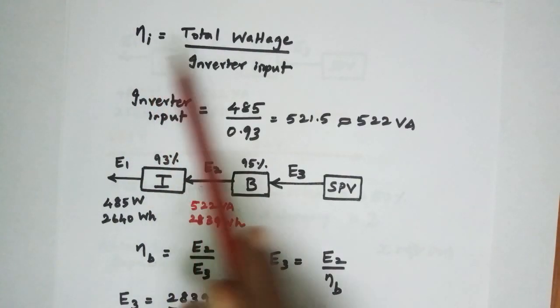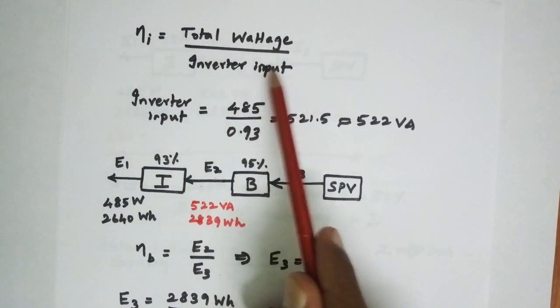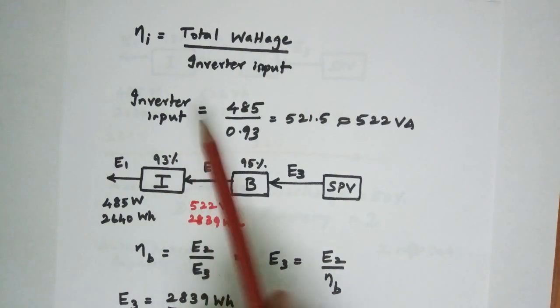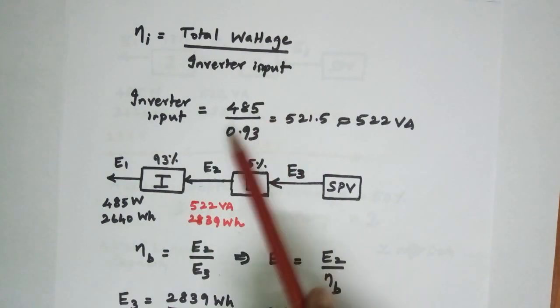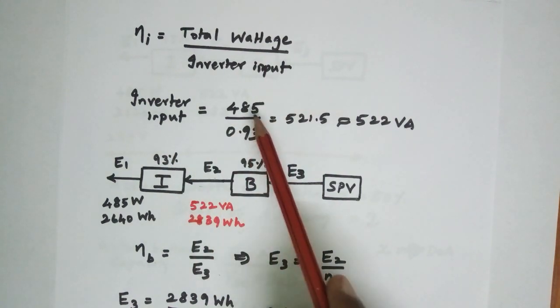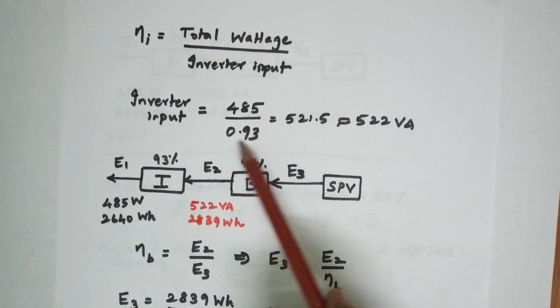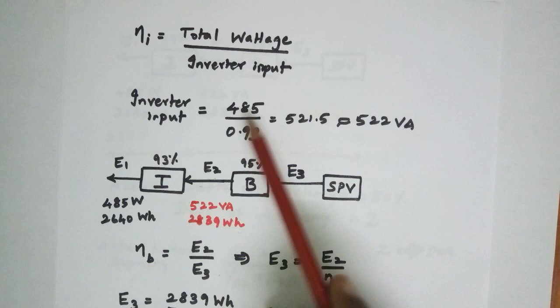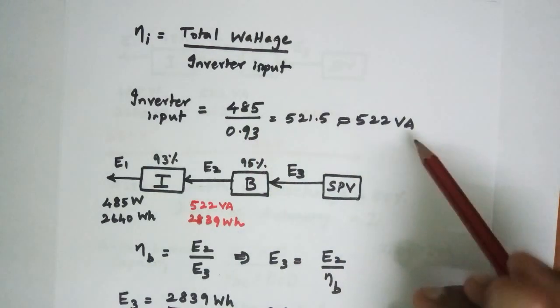The inverter efficiency can be written as total wattage divided by inverter input. Inverter input is equal to total wattage divided by inverter efficiency. The total wattage you have calculated comes around 485 watts. Efficiency I have assumed 0.93. On solving this, we'll be getting 522 VA.